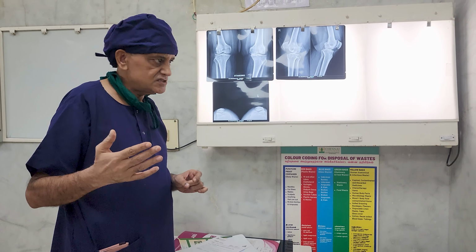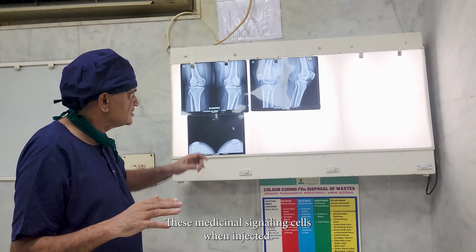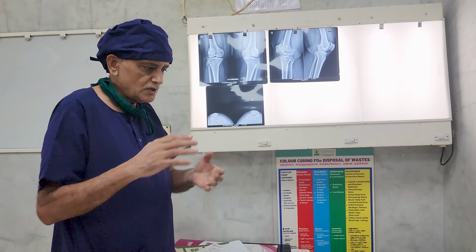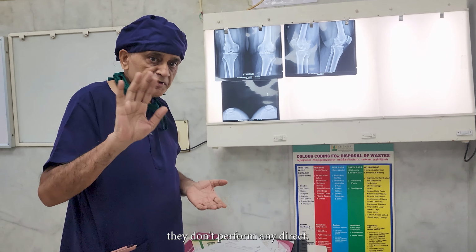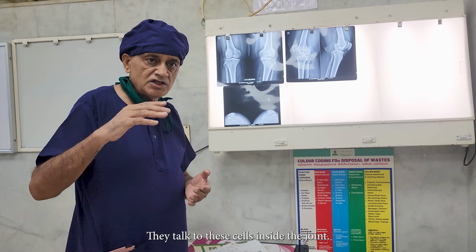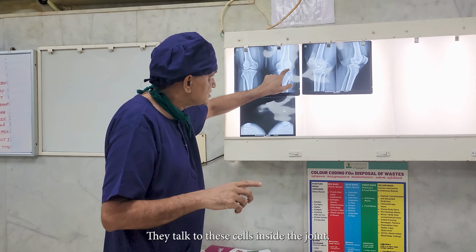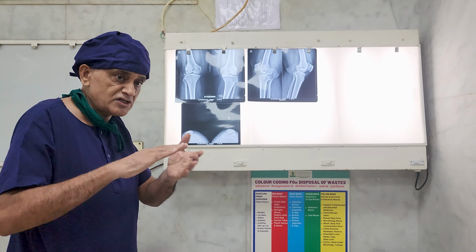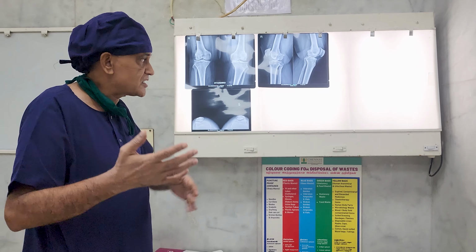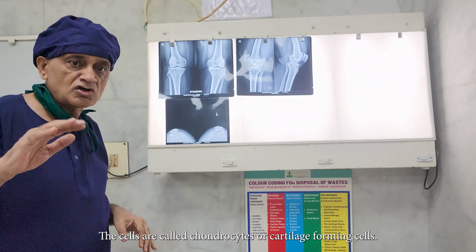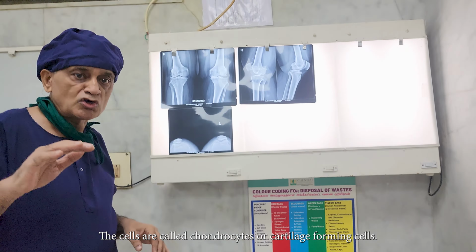signaling cells. These medicinal signaling cells, when injected into the joint intra-articularly, don't perform any direct role of regenerating cartilage. They talk to the cells inside the joint. There are reparative cells inside the joint which can form bone and cartilage. In the case of osteoarthritis, the cells are called chondrocytes, or cartilage forming cells.